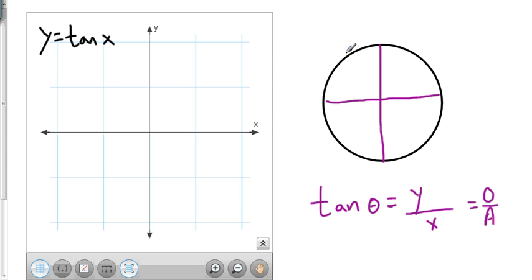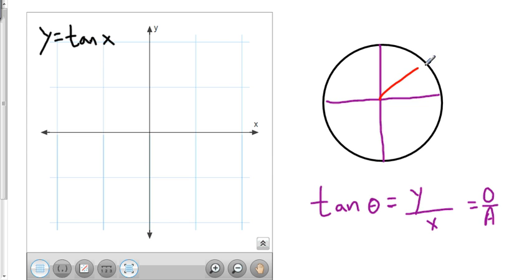Okay, we're going to take a look at the graph of y equals tangent of x. Let me quickly set up the unit circle. Hopefully remember tangent of theta equals y over x, which represents the opposite leg over the adjacent leg.